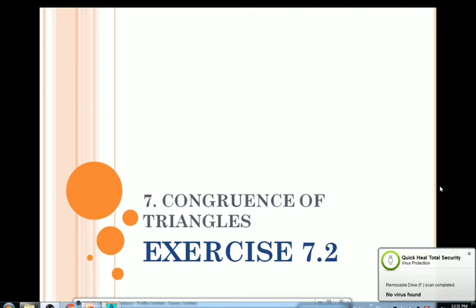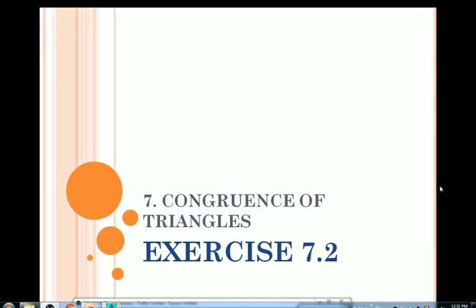And the last one, the fourth one, is the right angled hypotenuse side congruence rule. In this, both triangles should be right angle triangles and the side and hypotenuse should be congruent with the other triangle's side and hypotenuse. So now we are going to solve exercise 7.2 which depends upon the congruence rules of triangles.